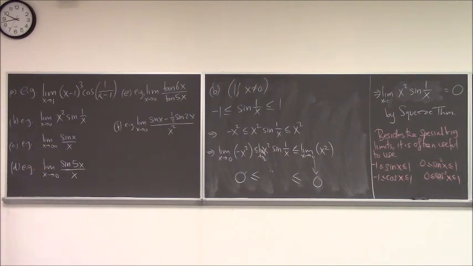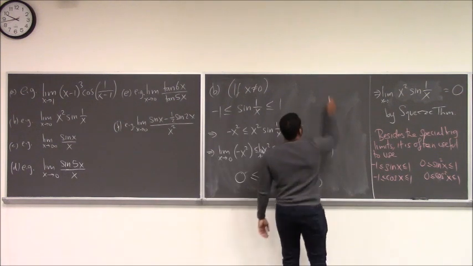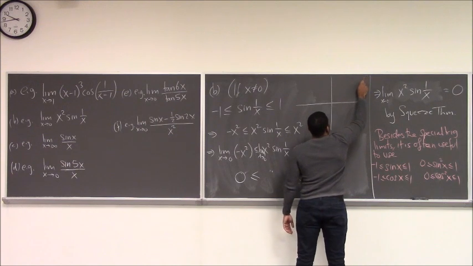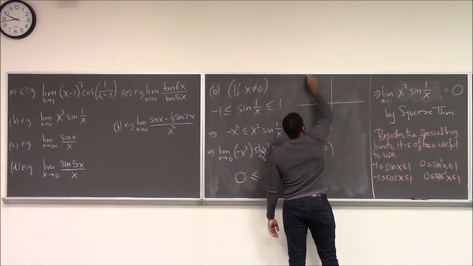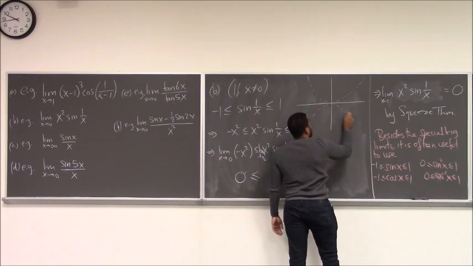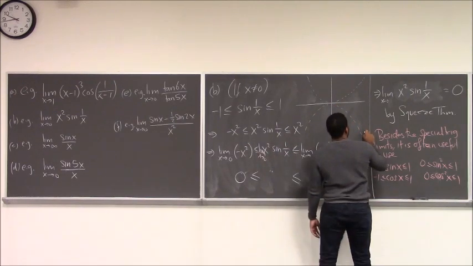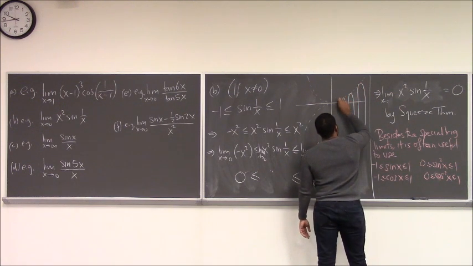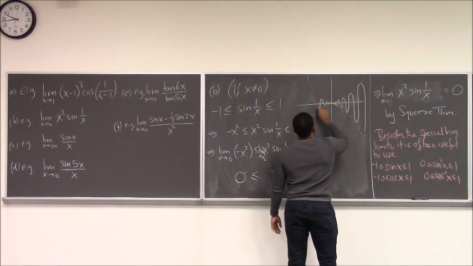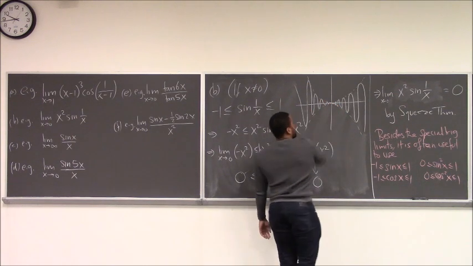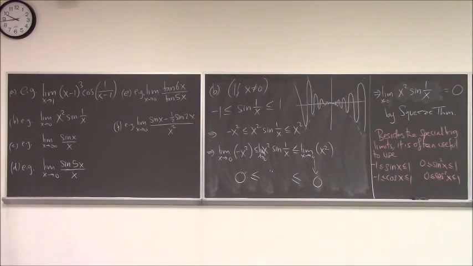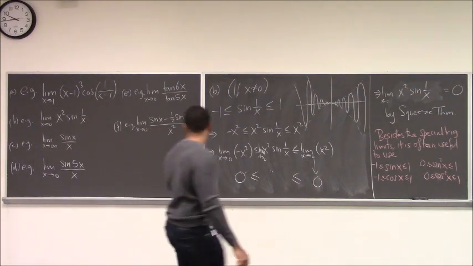So that's a very common example to use, by the way. X squared times sine 1 over x has a very nice picture. It's bounded by x squared and then minus x squared. But then the function itself oscillates because of the sine between these two values. It's a very interesting function. You often see that one in textbooks when they're doing the squeeze thing. It has a nice little picture to go along with it.